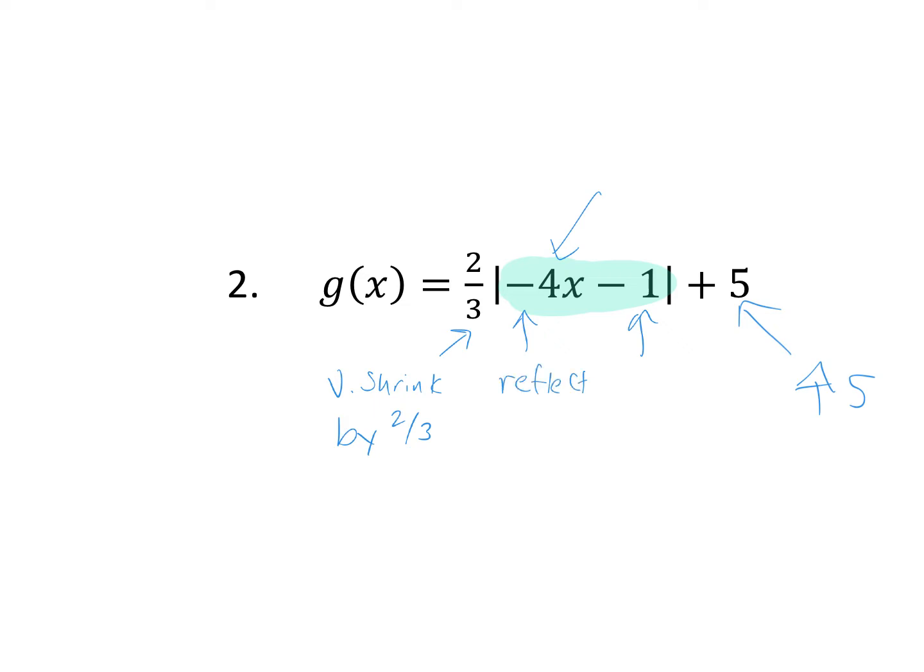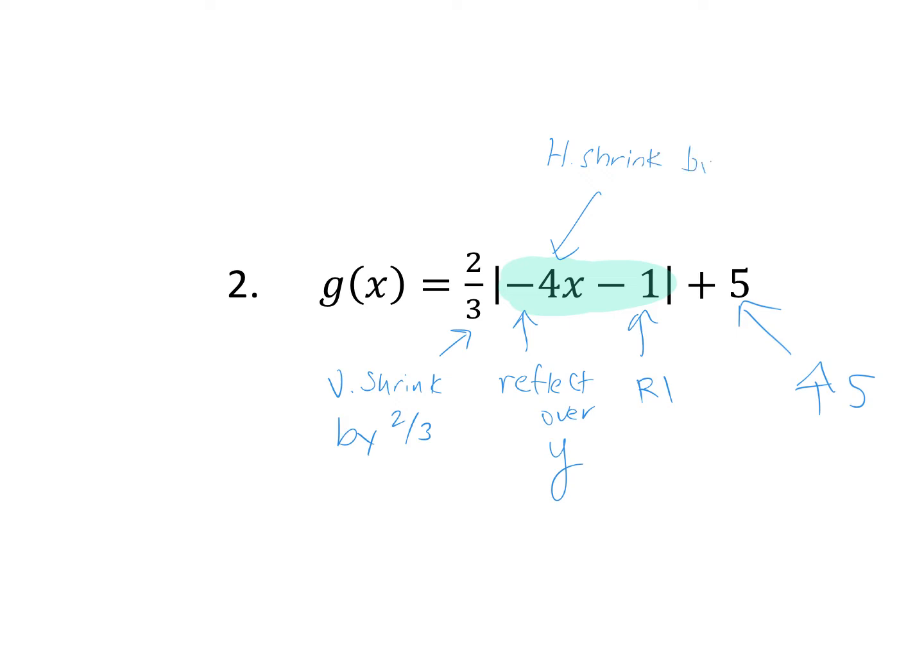Reflect over Y. Very good. Good, guys. Sounds good. What does that minus 1 tell me? To the right one. Good. All right. Now for $100,000. Horizontal shrink by 4. Horizontal shrink. Totally agree. Horizontal shrink.